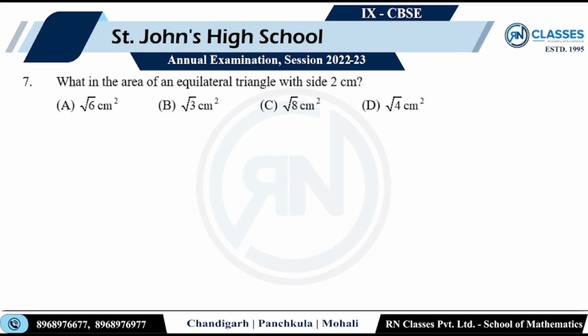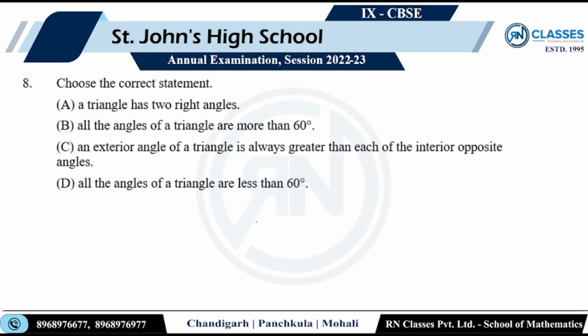Next, what is the area of an equilateral triangle whose side is 2 centimeters? एरिया निकालना है. एरिया क्या होता है ऑफ एन इक्विलेटरल ट्राइंगल? √3/4 a square. Now a is already given to me 2 का स्क्वायर मतलब कि √3/4 into 4. This goes off. Answer is √3 centimeter square. B part is the right choice.